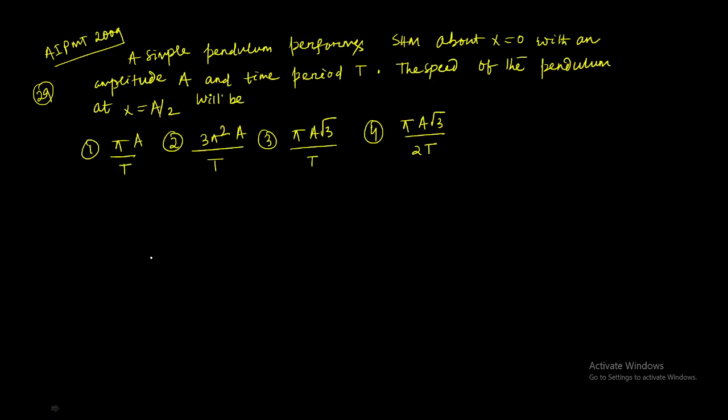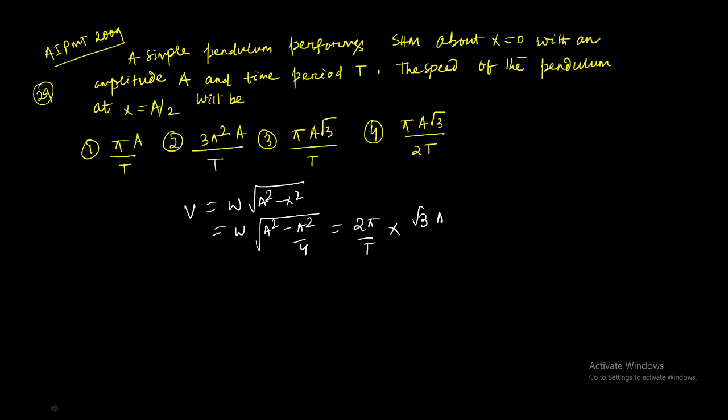Now 29 number question. A simple pendulum performs SHM about x equal to 0 with an amplitude A and the time period is T. The speed of the pendulum at x equal to A by 2. So v equal to, we know that, omega into root over a square minus x square. This will be omega into root over a square minus a square by 4, because x equal to a by 2. So this will be 2 pi by T into root 3 a by 2, right?